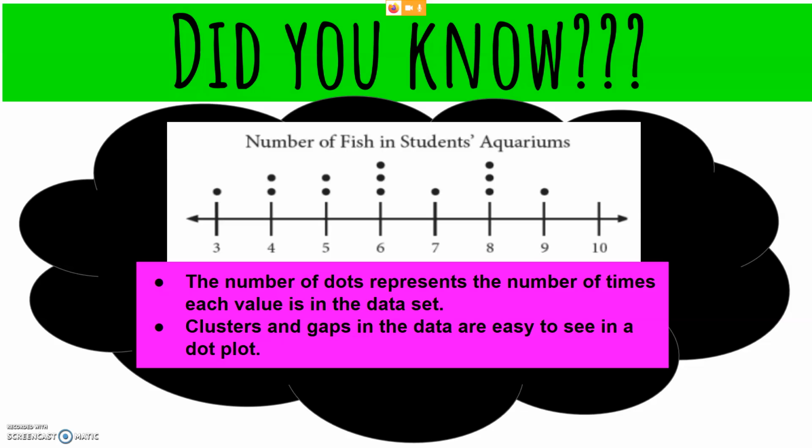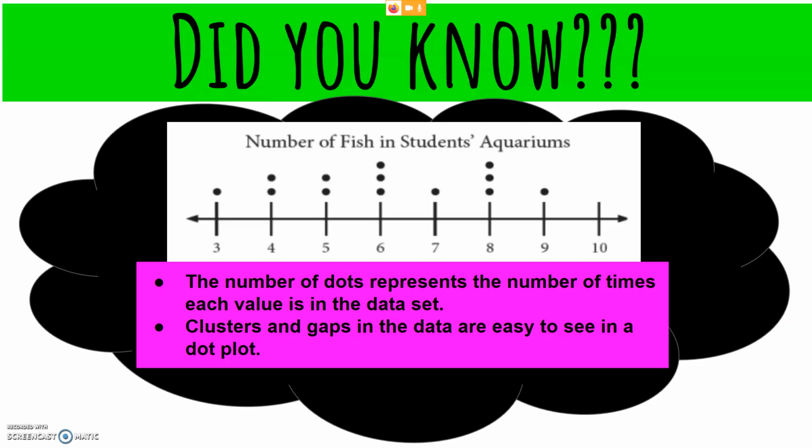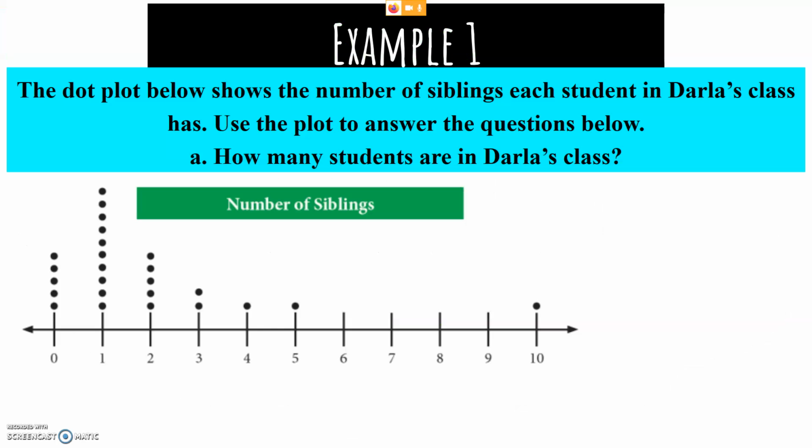So picture a data set from when we were doing measures of center yesterday or last week sometime. We had sets of numbers. If we put them over a number line, we would have a dot plot. And each dot would represent one of those numbers. Clusters and gaps in the data are really easy to see in a dot plot. For visual people, this is a wonderful tool.